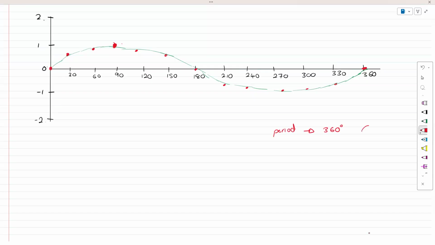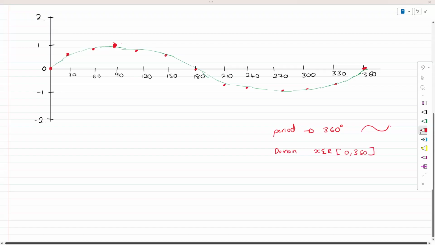So a sine graph looks like that. So how long does it take for that to go? 360 degrees. The domain is all the possible x values that are in this graph. And the domain starts at 0 and ends at 360. That's all there is for this.